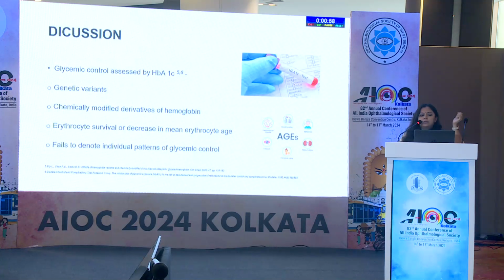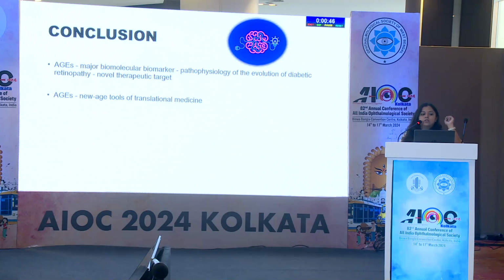So why not HbA1c? Why are we moving toward a better molecule? Because, as I say, HbA1c sometimes doesn't represent the actual condition. It is chemically modified, there can be anemia, there can be many things where HbA1c fails. So AGEs are the major biomolecular biomarkers for the pathophysiology of evolution of diabetic retinopathy. They are novel therapeutic targets, and they are the new age tools of translational medicine. Thank you.